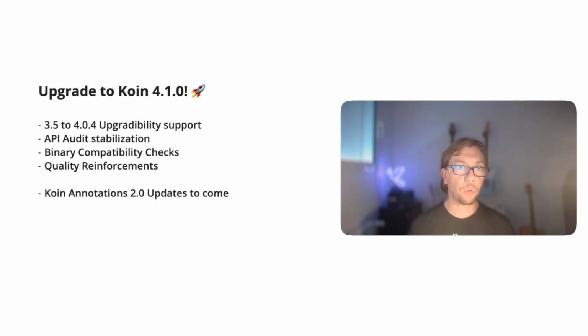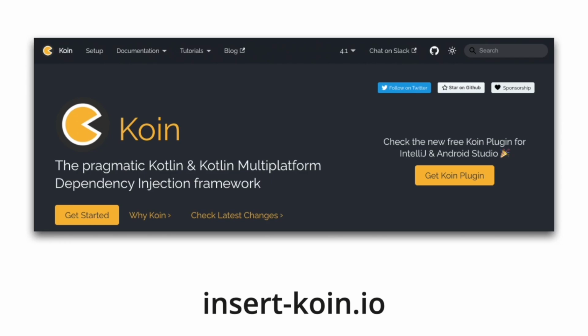We have checked all the upgradability support. You have documentation online to let you check what is deprecated, what is new, or what is going to be breaking. We have a new deprecation strategy to let you benefit from the best in terms of API and be warned about something that won't work in your application or needs to be changed. Koin Annotations 2.0 updates will follow to align with Koin 4.1. Everything is online on the Koin website.